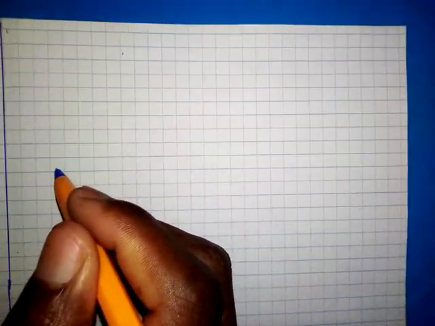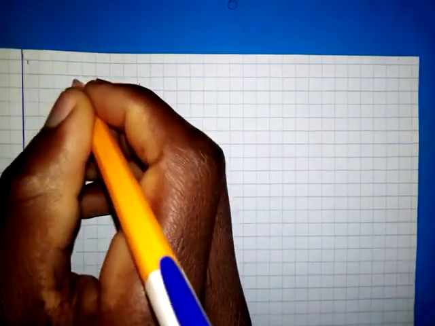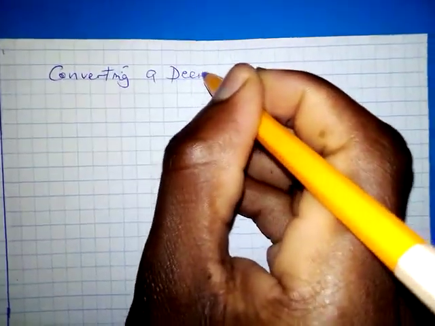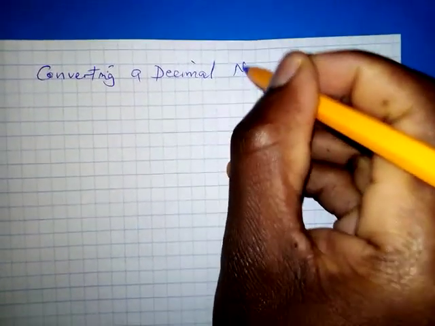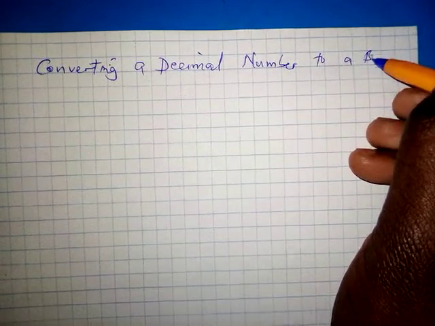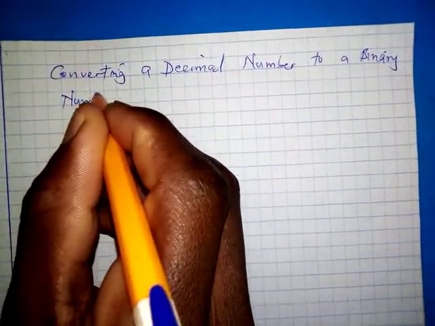Just after learning how to convert a binary number to a decimal number, we now want to learn how to convert a decimal number back to a binary number. Converting a decimal number to a binary number.